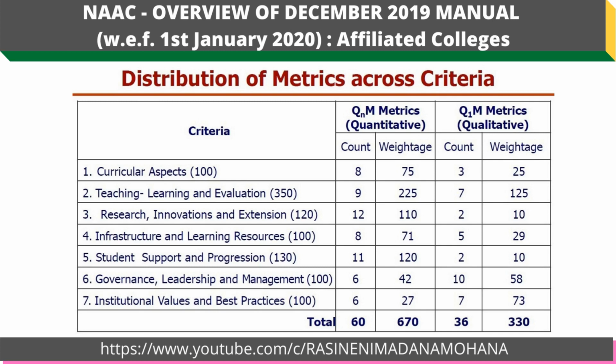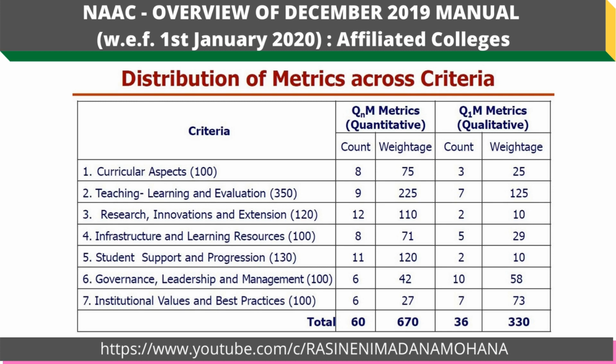Criteria 4: 8 quantitative metrics with 71 weightage and 5 qualitative metrics with 29 weightage. Criteria 5: 11 quantitative metrics with 120 weightage and 2 qualitative metrics with 10 weightage. Criteria 6: 6 quantitative metrics with 42 weightage, then 10 qualitative metrics with 58 weightage. Criteria 7: 6 quantitative metrics with 27 weightage, then 7 qualitative metrics with 73 weightage. By adding all the quantitative metrics of all criteria together, we have 60 quantitative metrics. Their weightage is 670. All these 60 quantitative metrics with 670 weightage can be evaluated by DVV.